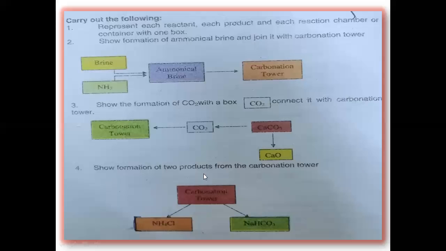Next step is to show the formation of two products from the carbonation tower. As I told you, from this tower, two products are formed. When carbon dioxide gas is passed through ammonical brine, it will give ammonium chloride and sodium bicarbonate, which is also called baking soda. This flow sheet shows the formation of two products from the carbonation tower.